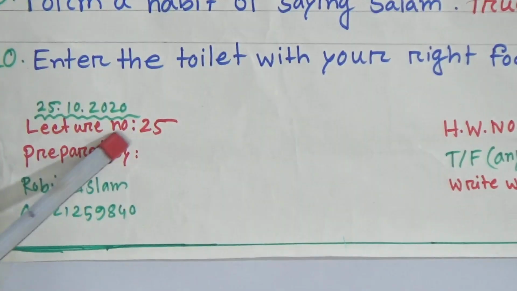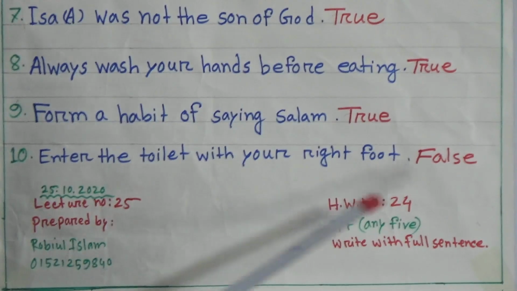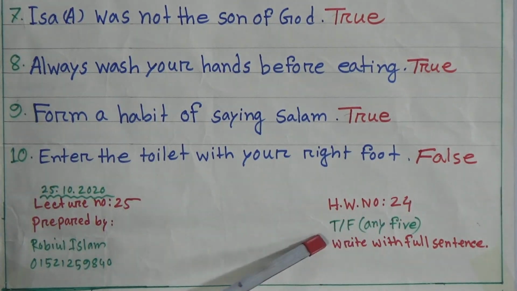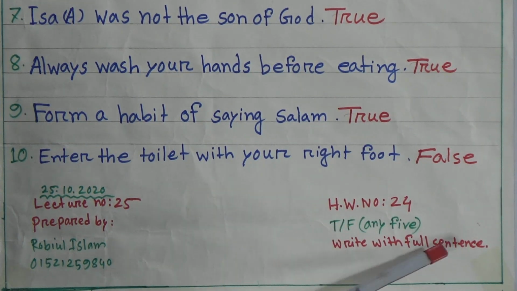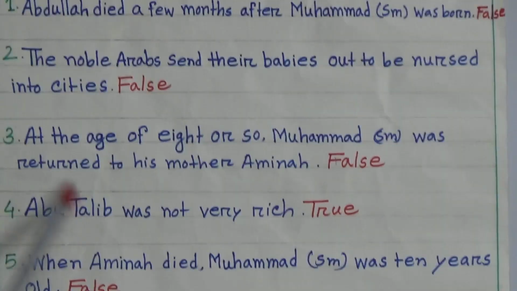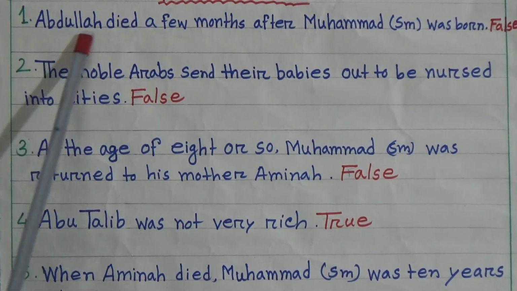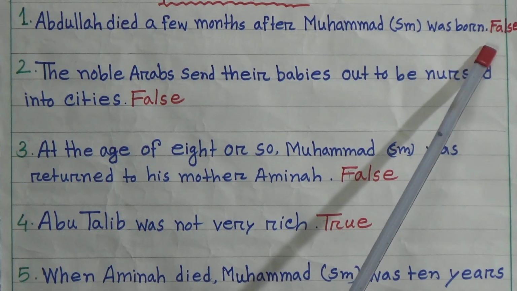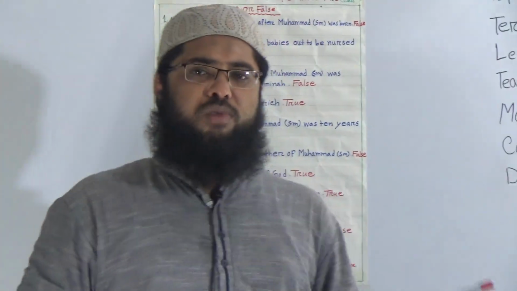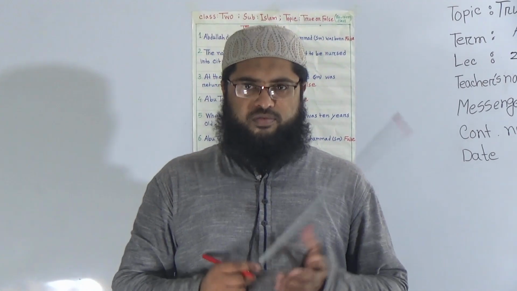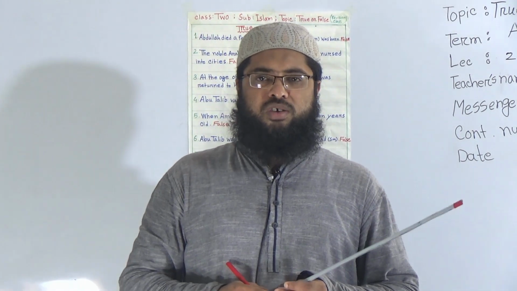My dear students, look at the board. Today is our lecture number 25 and SW number 24. You will make SW at your home: true or false, any 5. Write with full sentences. You will write in this pattern: at first you will write the full sentence, then you will write the answer. You must submit your SW copy every Sunday from 8 a.m. to 4 p.m., because your CT and SBA marks depend on submitting your SW copy.